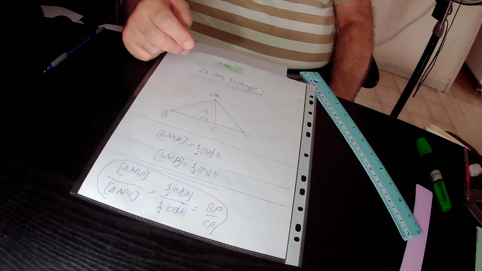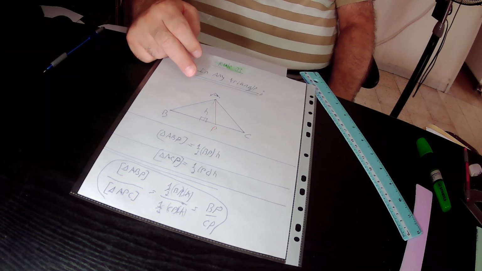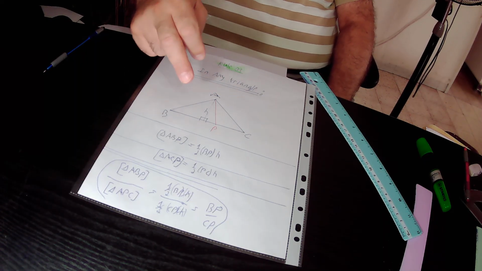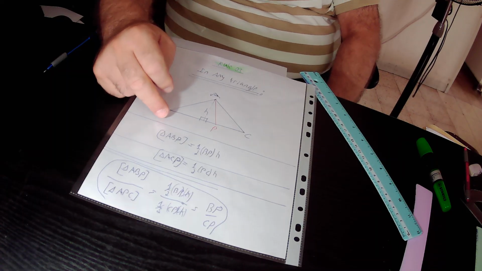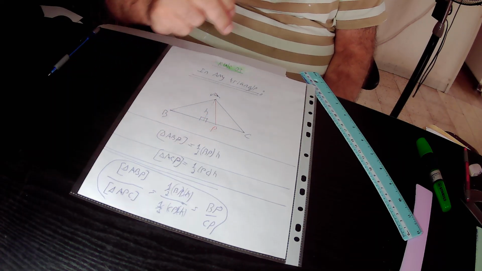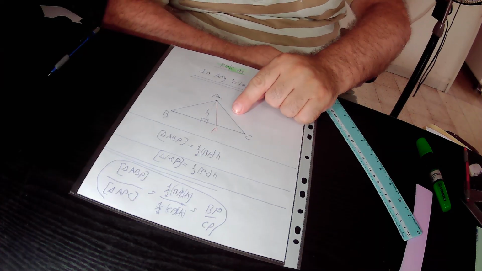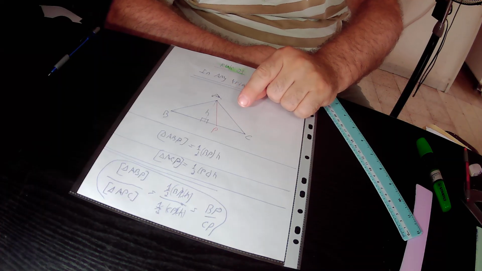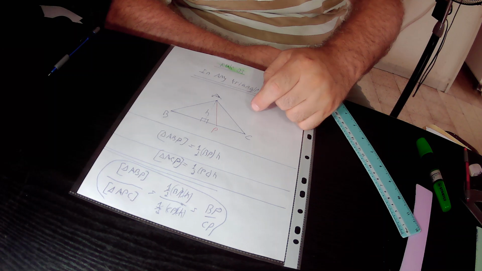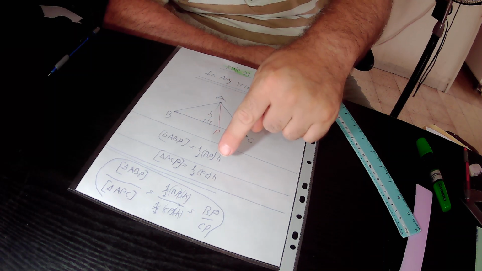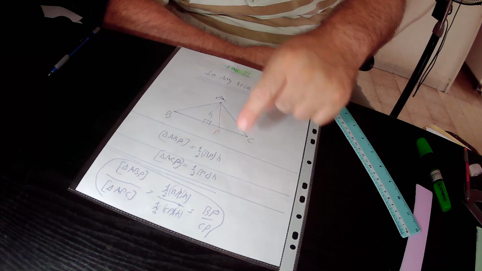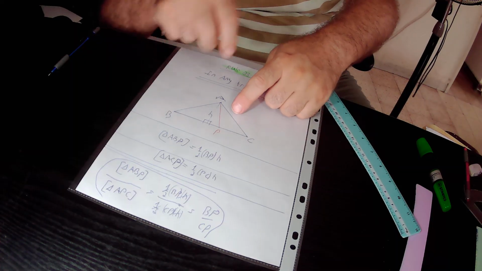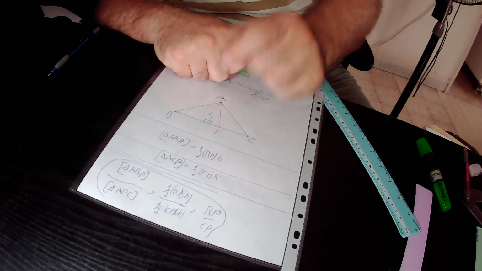In detail, the area of triangle ABP equals the base BP times the height, edge, over 2. Likewise, the area of triangle APC equals the base PC times the height, edge, over 2. Both triangles have the same height. So the ratio between the areas of those 2 triangles is equal to the ratio between those 2 expressions.